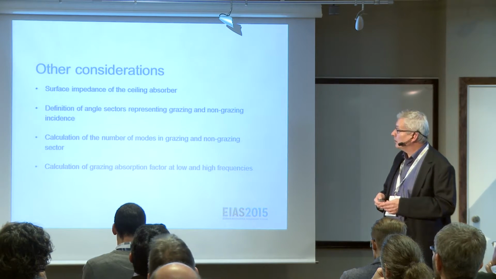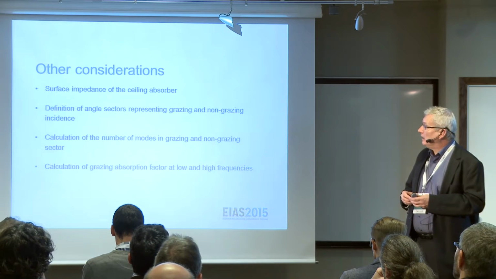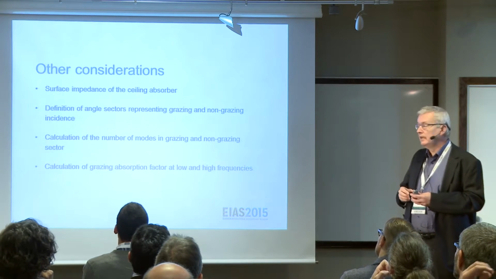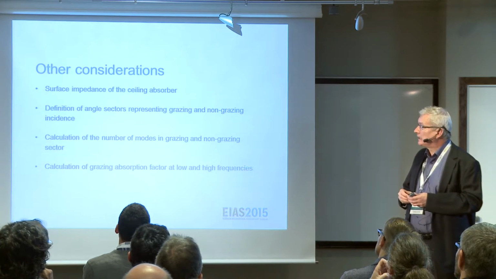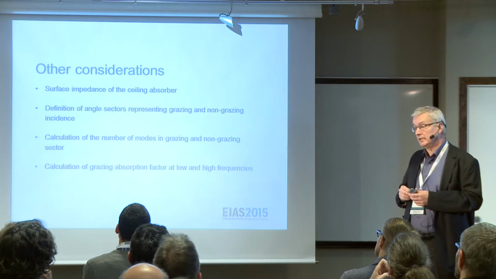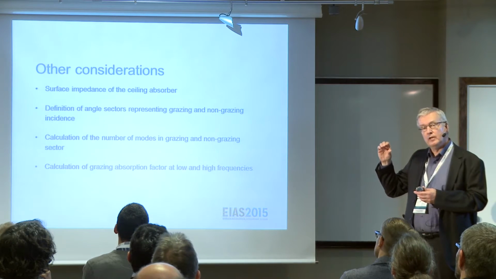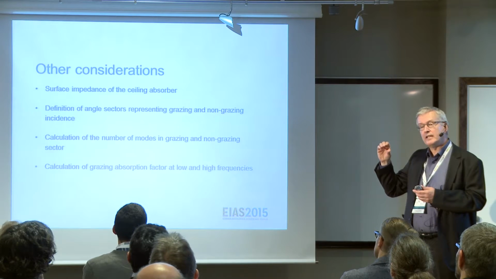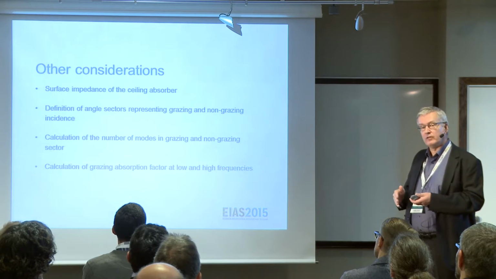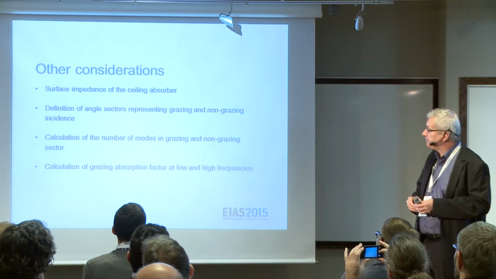Okay. So then there are some other considerations that I will not go into detail here, but what we need, for example, in order to be able to estimate the grazing absorption, is the description of the ceiling absorber, which is the impedance. And for porous absorbers that is quite easy because that is related to the airflow resistivity. But that is quite good to have, because if we know the airflow resistivity, then we can fairly easily calculate effects with different mounting heights, the effect of the air cavity behind the absorber and so on.